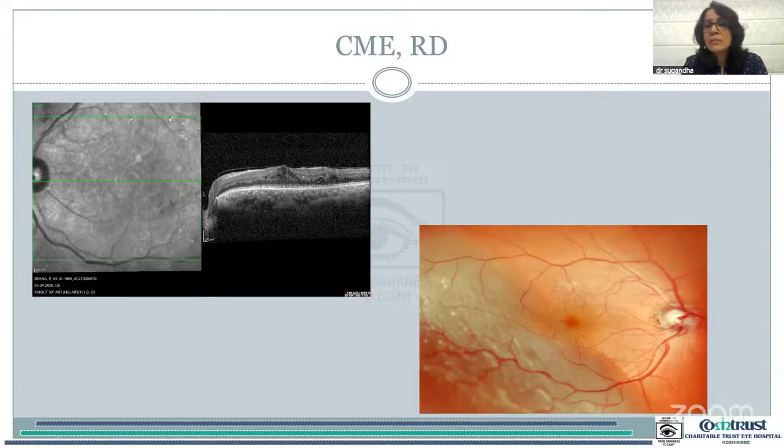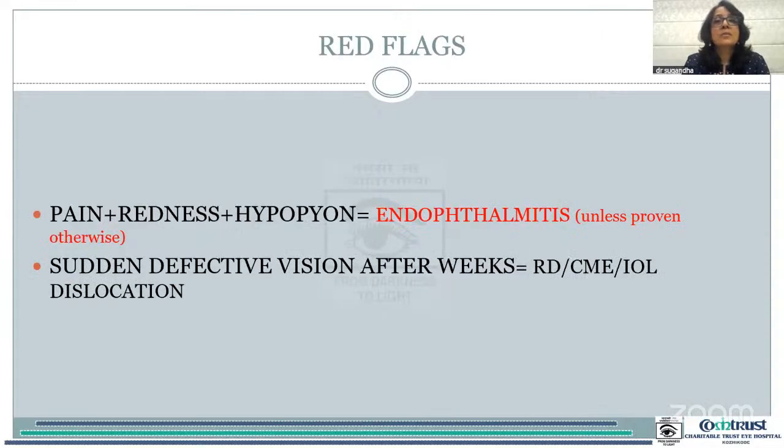And an RD in, say, a higher myope, and indirect ophthalmoscopy was not done, or maybe there was a poor view pre-op and it was not done post-op. So that also predisposes to an RD. So red flags to watch out for would be pain, redness, and hypopyon. It should be considered as an endophthalmitis unless proven otherwise. And sudden defective vision after weeks is usually painless: RD, CME, or IOL dislocation.